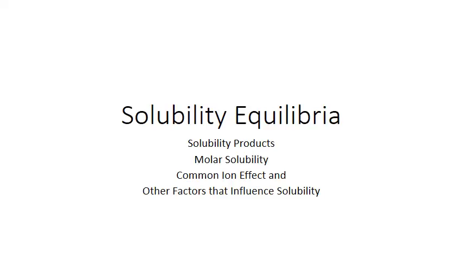And then we'll discuss how to use solubility products to determine molar solubility of an ionic compound in pure water and in solutions that already contain ions in common with the compound. This second situation involves the common ion effect, and this is an example of one of the ways that we can influence the solubility of a compound.